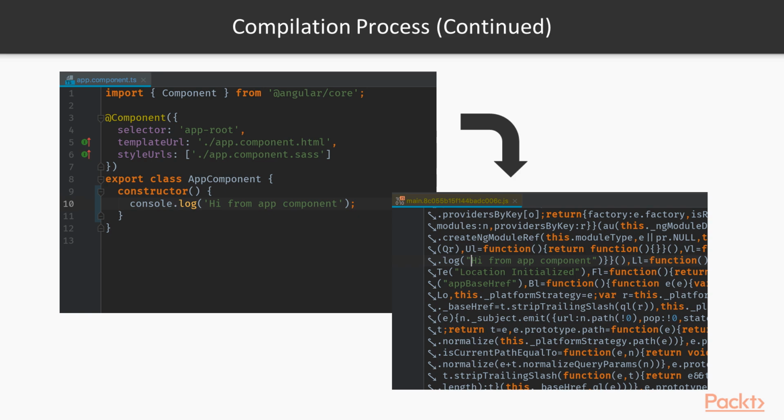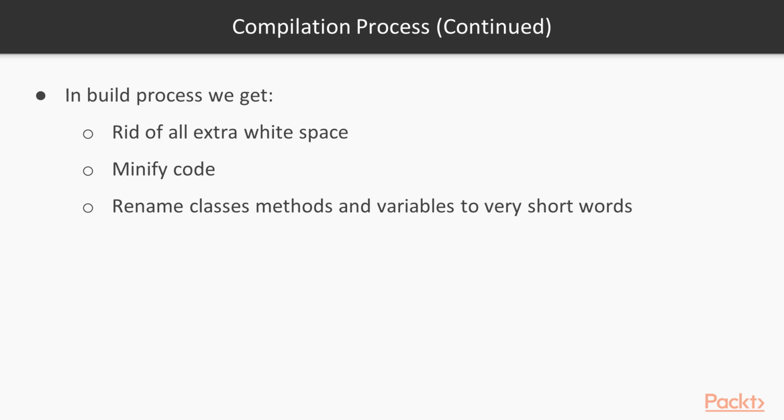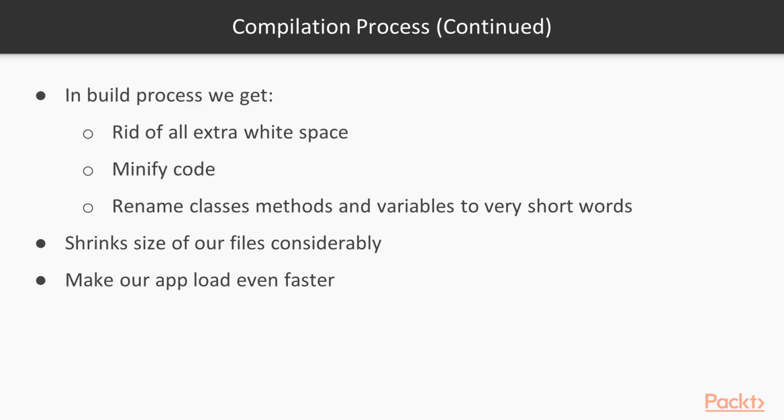Another thing about our code is that it's meant to be read by humans. Developers like us. That's why we use long descriptive names for our classes, methods, and variables, and why we have clear formatting. Browsers don't really care about that. So in the build process, we get rid of all the extra white space, and we minify the code, renaming classes, methods, and variables to very short words. This shrinks the size of our files considerably, making our app load even faster.